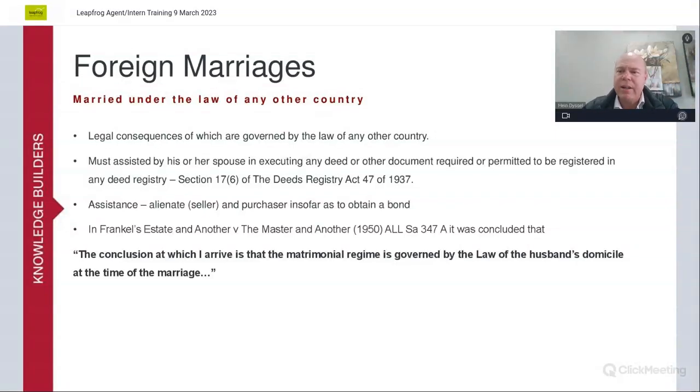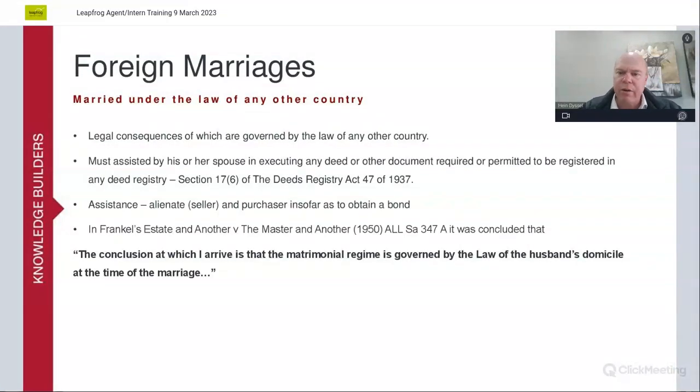Despite the fact that you were married in South Africa, the South African laws in and out of community of property will not apply to you at all, because the marital status of the place, which is the domicile of the husband, will be the law applicable to that marriage, which will be the laws of Canada.